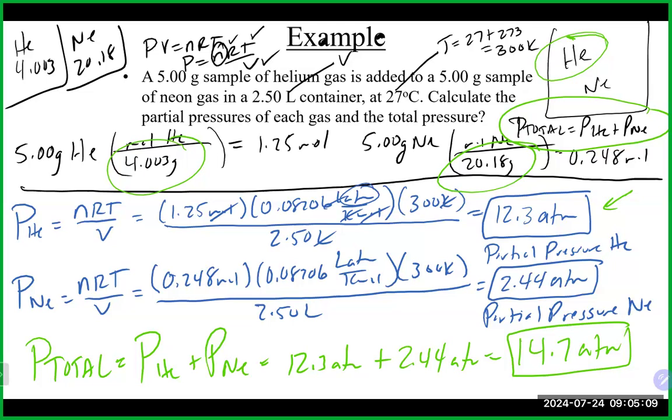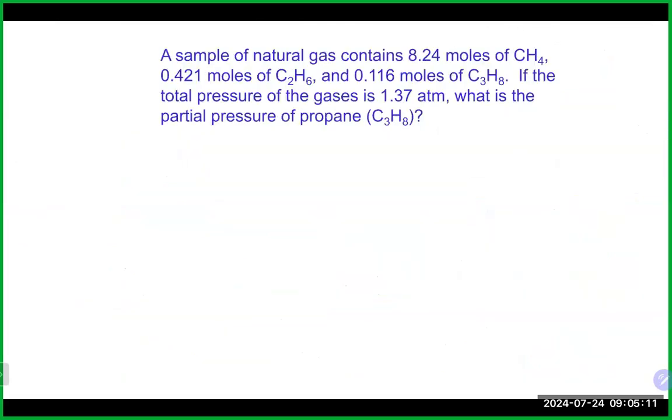All right, let's try another one here. A sample of natural gas contains 8.24 moles of methane, 0.421 moles of ethane, and 0.116 moles of propane. If the total pressure of the gas is 1.37, what is the partial pressure of propane?